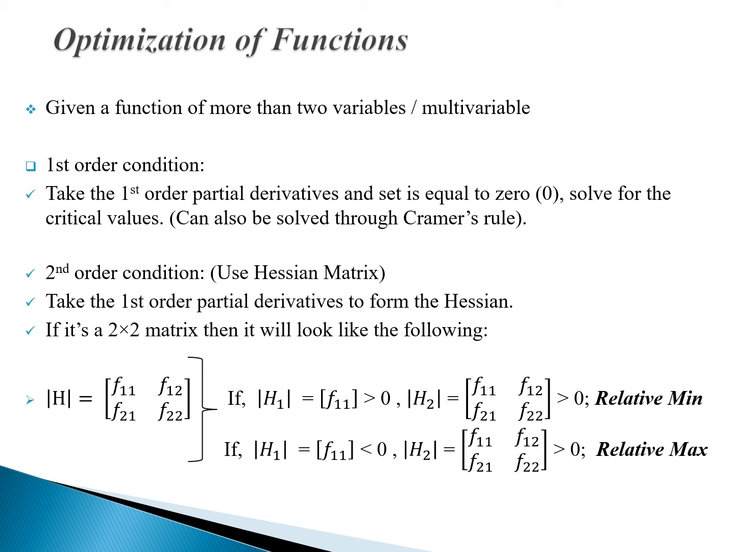Now you can consider a 3 by 3 matrix as well. If there are three different variables, then the Hessian matrix will look like F11, F12, and a new column adding F13. The next row would be F21, F22, and F23. And a third row is added as F31, F32, and F33. That's how a 3 by 3 Hessian matrix is formed with the help of the derivatives of a three variable case.